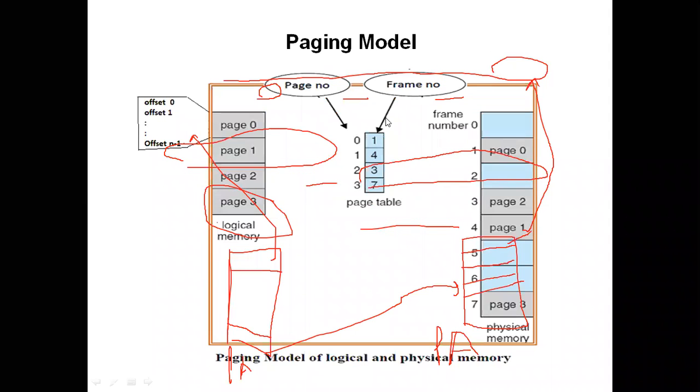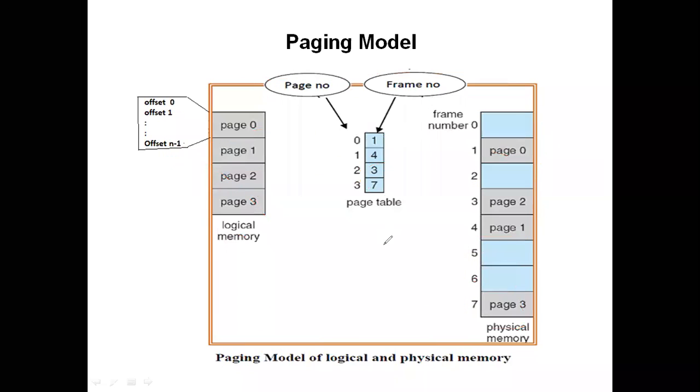If you see here, this is how a paging model works. In this case, the logical address space of the process is divided into 4 pages: page 0, page 1, page 2, and page 3. The size of the pages is equal to the size of the memory frames. Physical memory is divided into fixed size blocks called frames. So we are having frame 0 to frame 7, and all of them are of equal size.